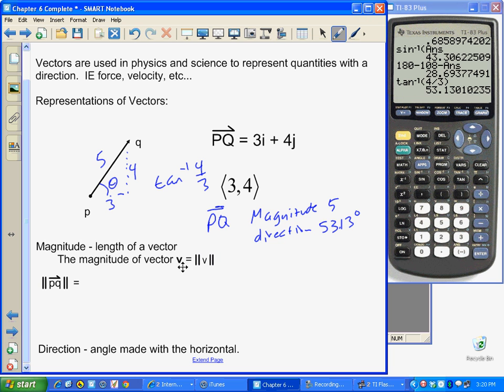Magnitude is sometimes written this way. So if I have vector v, this represents the magnitude, which again is just the length. Or we could write it this way. So we found the magnitude to be 5.